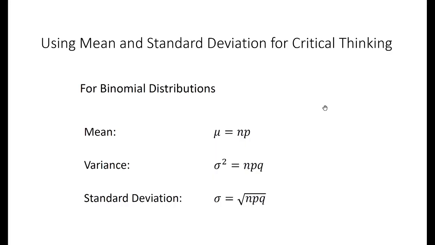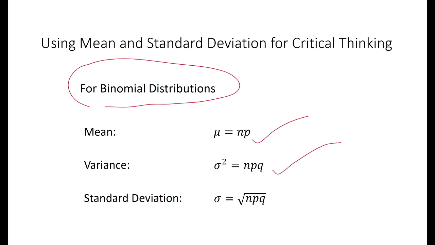Now the formulas for finding the mean, variance, and standard deviation for the binomial distribution. If your distribution is binomial, then we can find the mean by multiplying the number of trials times the probability of success for one trial. Variance can be calculated by multiplying n times p times q, and the standard deviation can be calculated by using the square root of n times p times q.